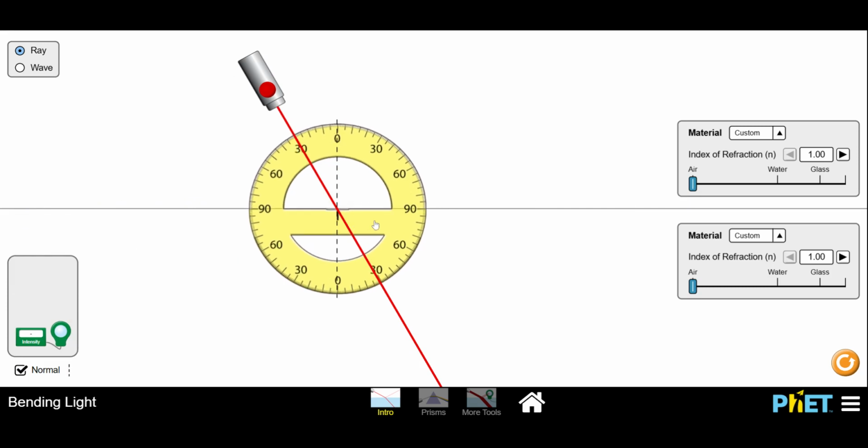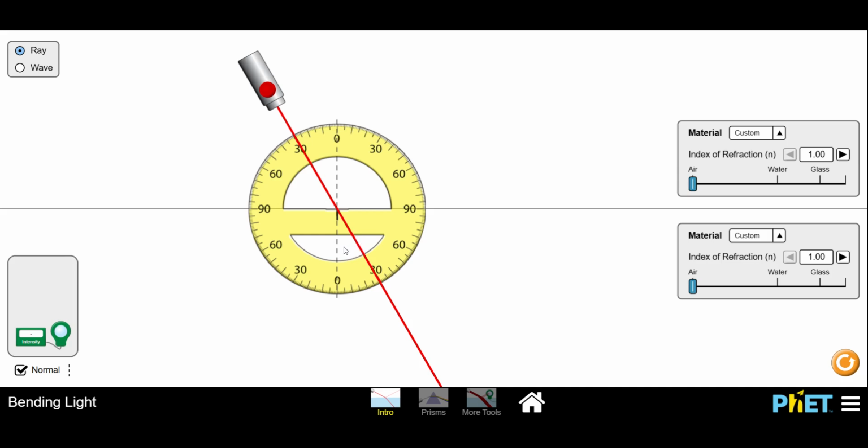Okay, so I'm setting up the protractor so that the 0 is in line with this dotted line here, which is the normal, and this is an imaginary line at 90 degrees to the interface. And we describe refraction by comparing the angle of incidence, which is this angle here between the normal and the light ray. We compare the angle of incidence to the angle of refraction, which is the second angle down here between the normal and the light ray.